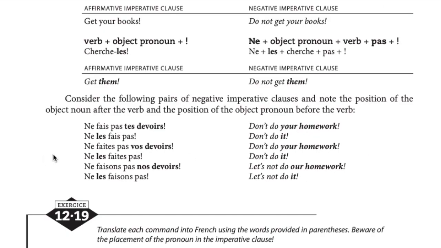In negative orders, it's the same, right? The pronouns come before the verb. Don't do your homework. I hope some parents say this to their kids. Cool parents. Ne fais pas tes devoirs. Don't do your homework. Ne les fais pas. Don't do it. Ne faites pas vos devoirs. Ne les faites pas. So basically the pronouns come before the verb in negative orders. Okay.